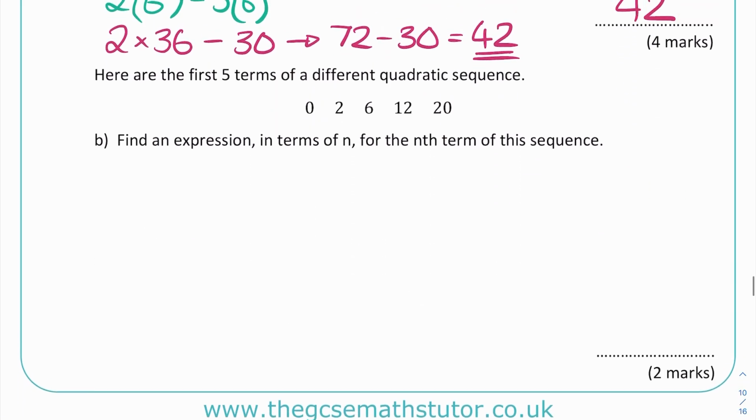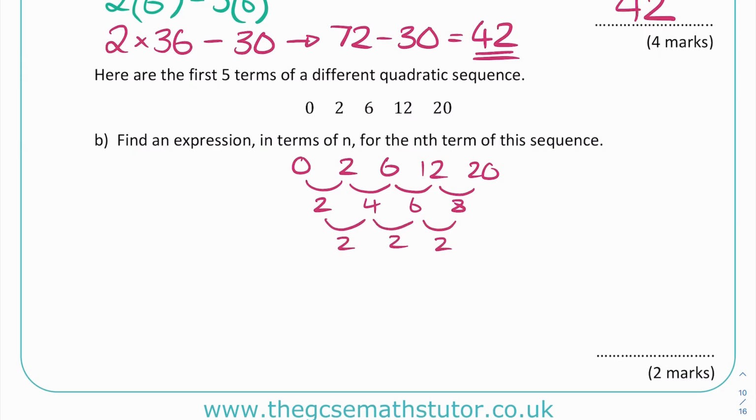Here are the first 5 terms of a different quadratic sequence. Find an expression in terms of n for the nth term of the sequence. So first things first, we need to find the first and second difference. So 12, 20, the first difference, 2, 4, 6, 8. The second difference then is 2.